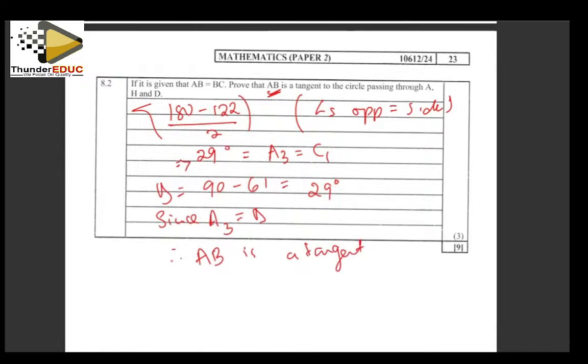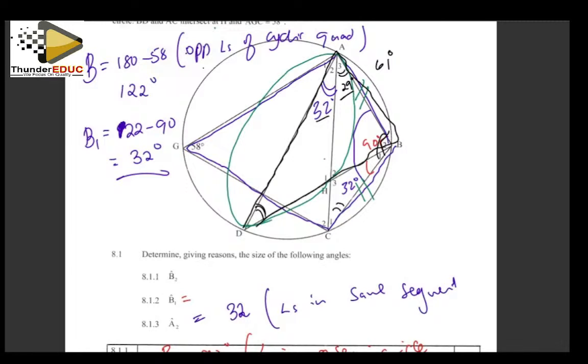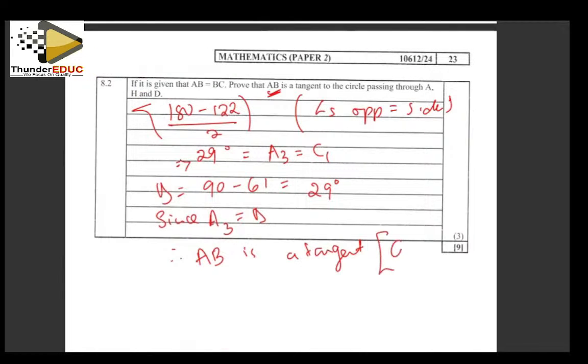What I'm saying is that if we look at our drawing, if this is a 29, and this one is also a 29, this becomes a tangent because it will form the tan chord within that circle of ours. So it's a tangent, the converse of the tan chord. So that's how I would have approached 8.2.